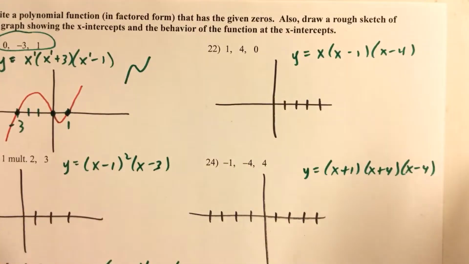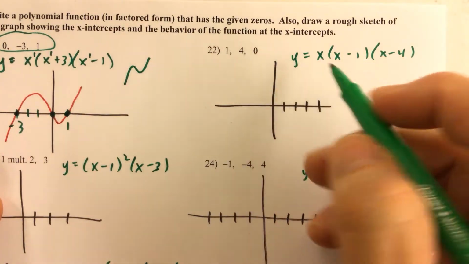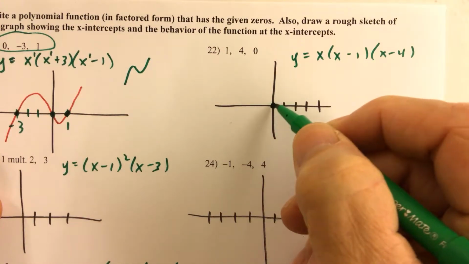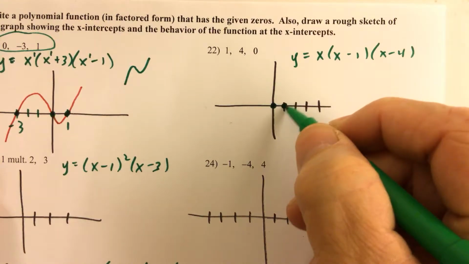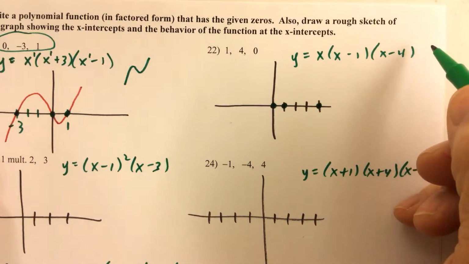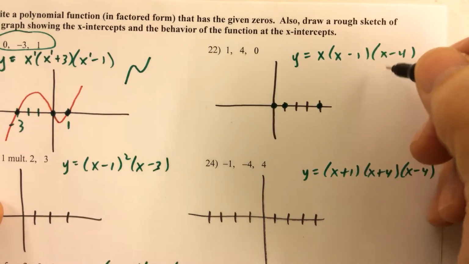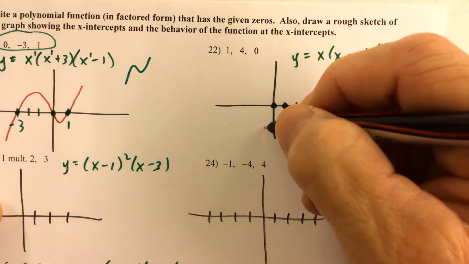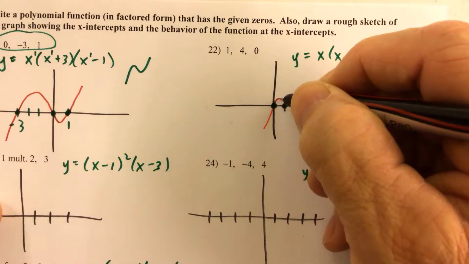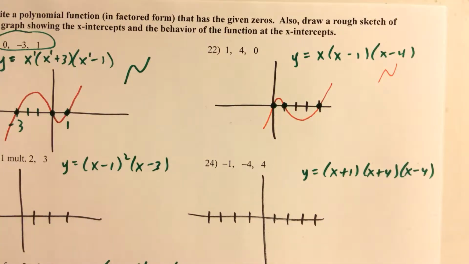So we look at number 22 and we identify the 3 zeros. We put a dot on the x-axis at 0, 1, and 4, and we realize that each of the multiplicities of the factors is 1. So therefore we draw the graph. Again, it's a third-degree polynomial, so it's going to go up through 0, come down through 1, and then go up through 4, and we have our rough sketch of our polynomial function.